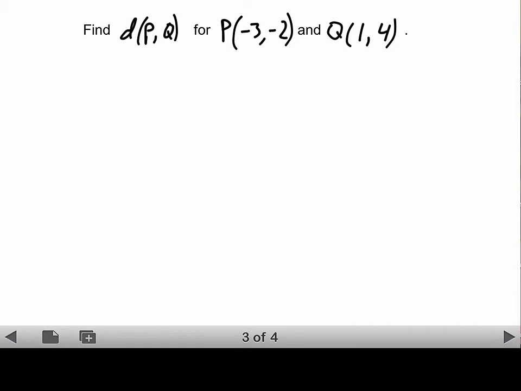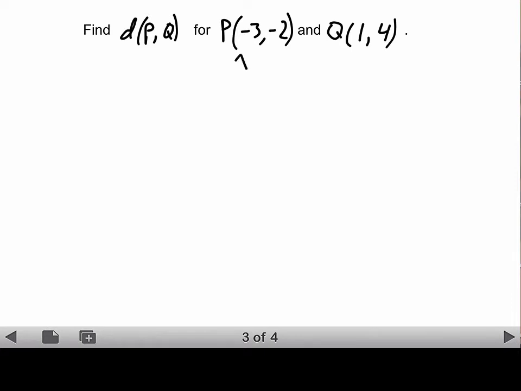Next we have find, what is this? This is just notation. D parenthesis P comma Q, it's just saying find the distance between P and Q. And we're given P is negative 3, negative 2, and Q is 1, 4. Why don't you pause the video and work this one out?